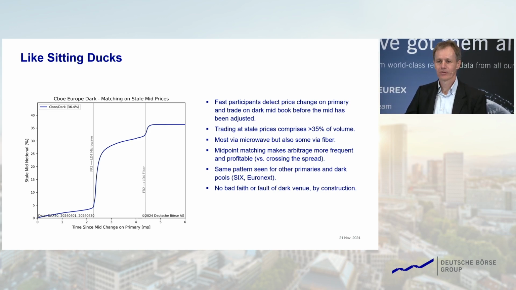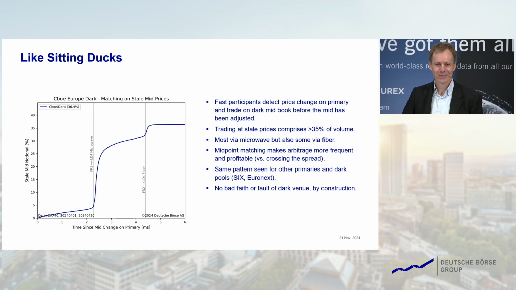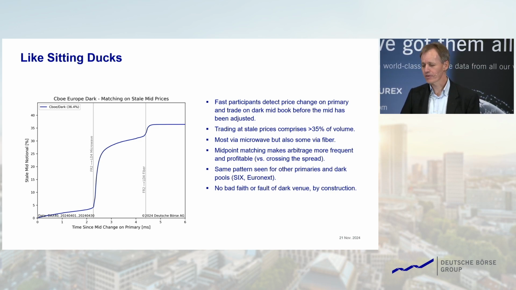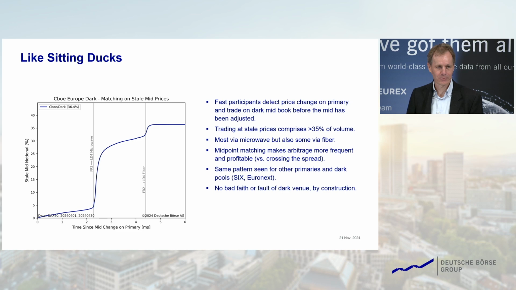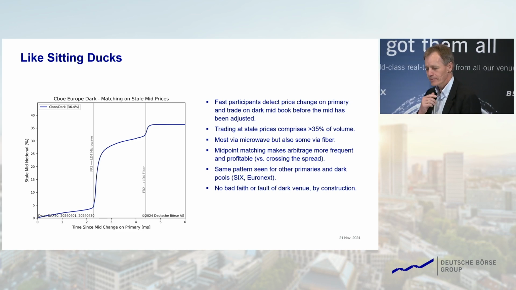Suppose you see the mid price changing on Xetra. So now you know that in 4.6 milliseconds or 4.3 milliseconds, you know what the price on the dark pool will be. And I can send my order 2 milliseconds faster than this. So I still have the chance to pick off the old price before it changes in the dark pool. And you can easily see that this happens.